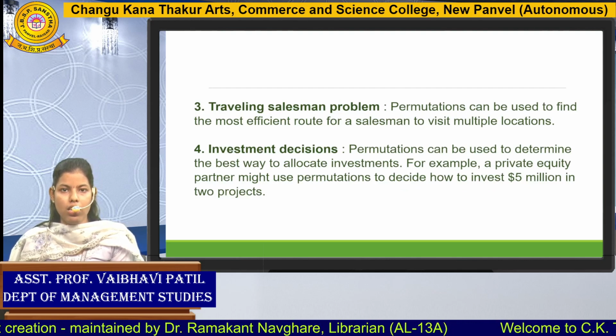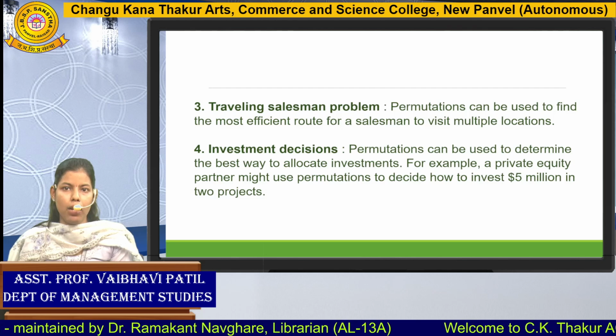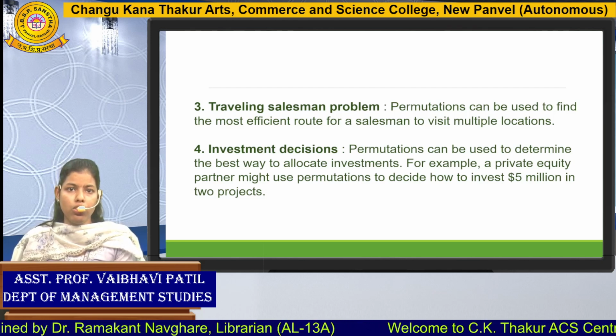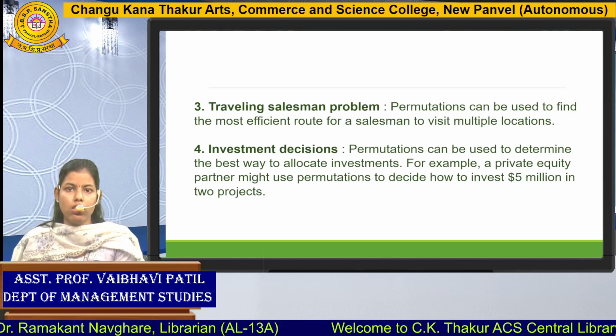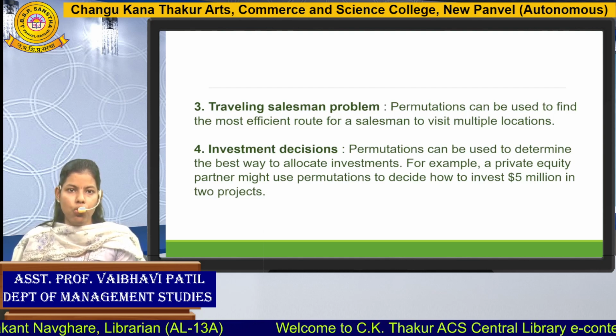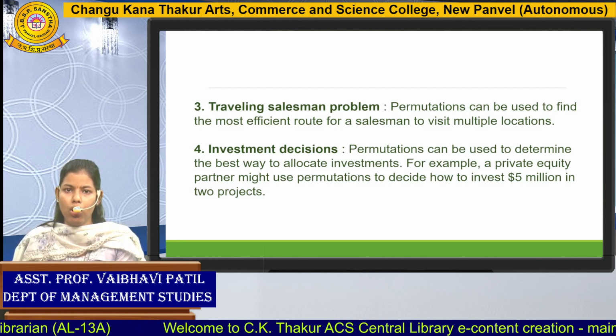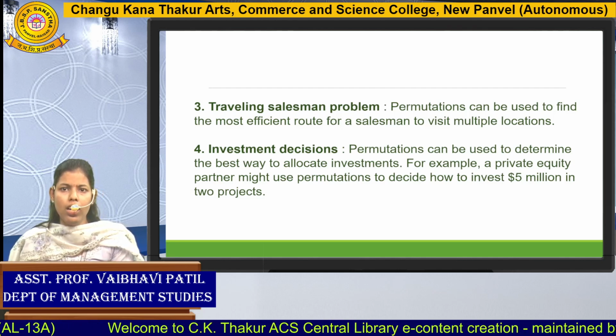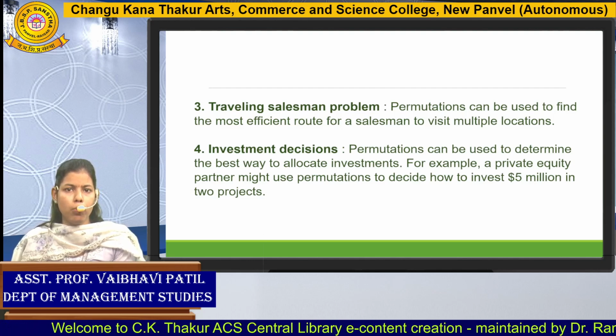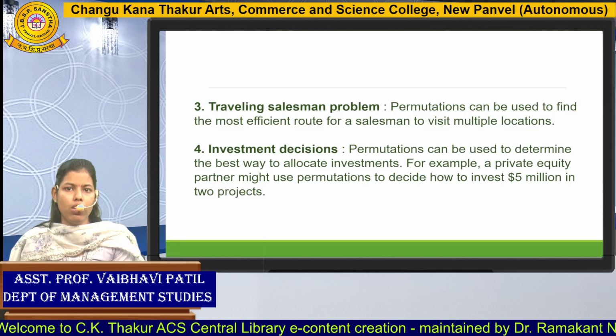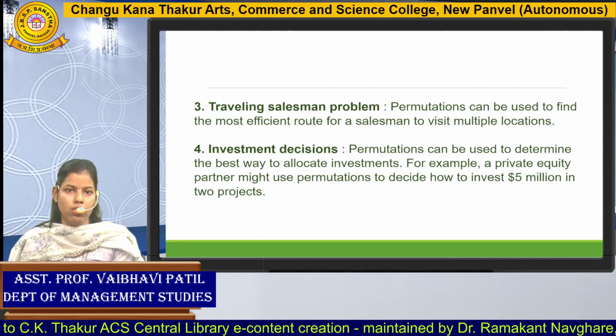Third one is the traveling salesman problem. Permutation can be used to find the most efficient route for a salesman to visit multiple locations. Fourth is investment decision. Permutation can be used to determine the best way to allocate investment. For example, a private equity partner might use permutation to decide how to invest $5 million in two projects.